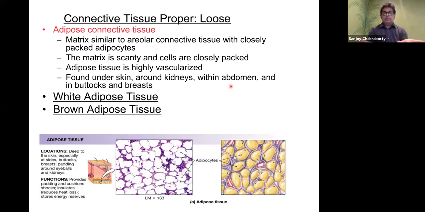So, as I said, the word is cushioning. They are cushioning the organs, insulating the organs, and they store a lot of energy. That's why when you have excess food or excess energy, the body stores it in the form of fat. The fat cells increase their sizes and that becomes respective to our body.